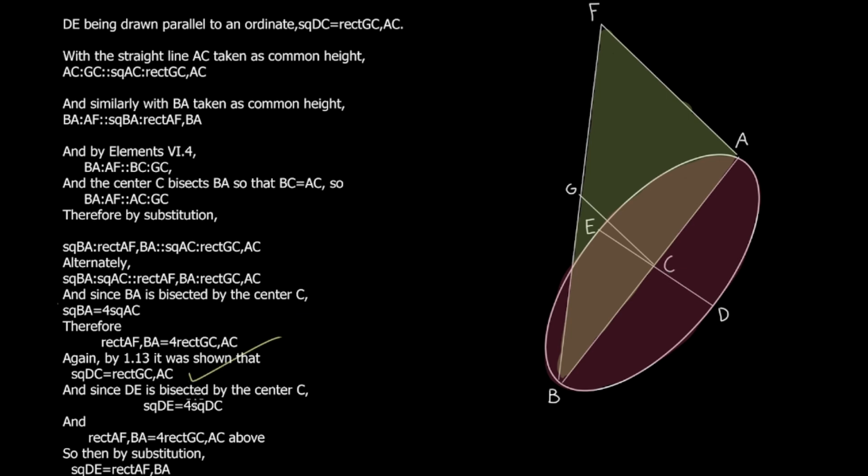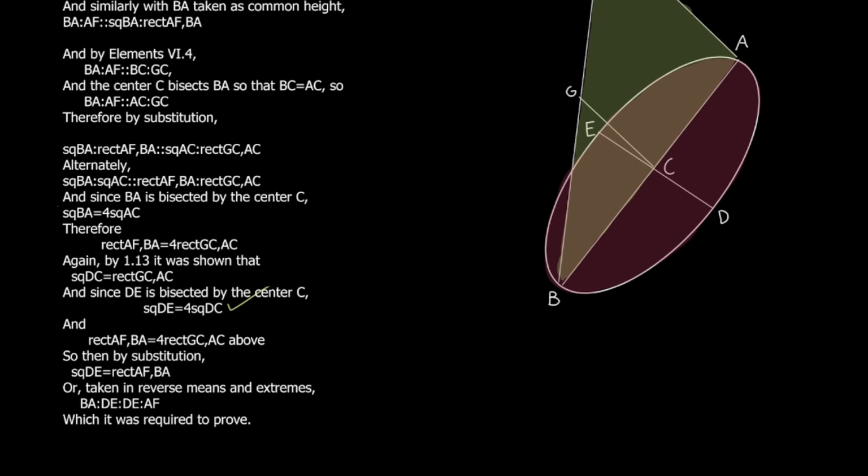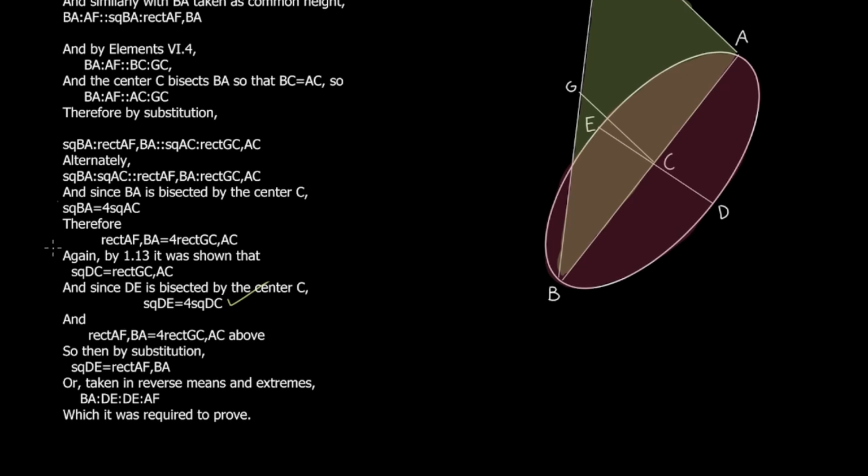And since DE is bisected by the center C, the square on DE is equal to 4 the square on DC. That's the same concept, just with the line DE instead of AB. The thing about if a line is bisected, the square on 1/2 of it is 1/4 of the square on the whole of it. And rectangle AFBA is equal to 4 rectangle GCAC above.